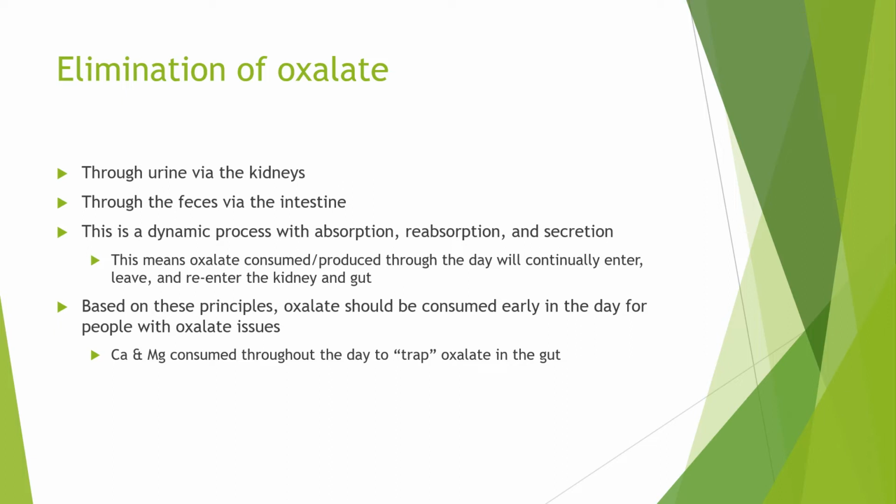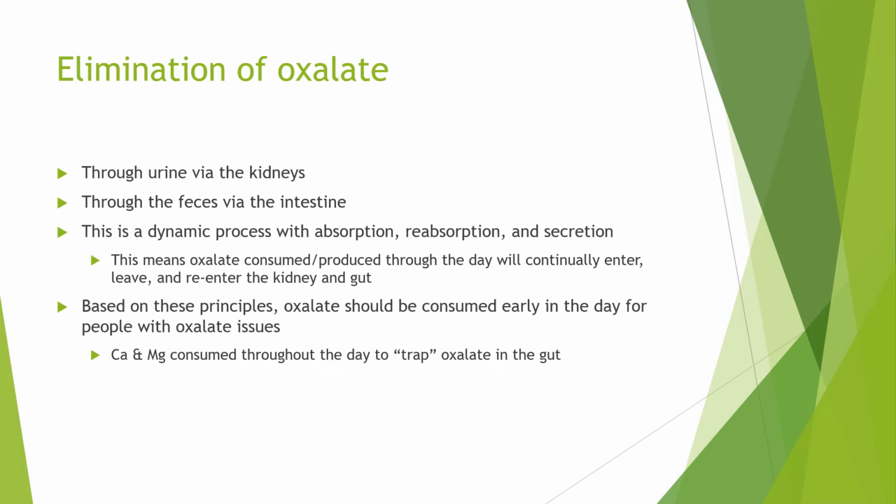We eliminate oxalate from our body either through the urine via the kidneys or through the feces via the intestine. This is a dynamic process with absorption, reabsorption, and secretion chronically going on. So it's not like a one-way process, like you eat dietary oxalate, you either absorb it or poop it out, then it goes from the blood into the kidney, and then you either pee it out or it kind of stays there. This is just going on all the time. It's absorbing, secreting, reabsorbing, secreting. This goes on all throughout the day. And what this means is that oxalate consumed, produced throughout the day will continually enter, leave, and re-enter the kidney and gut until you go to the bathroom or you urinate and get rid of it. So, you kind of want to be doing these things regularly.